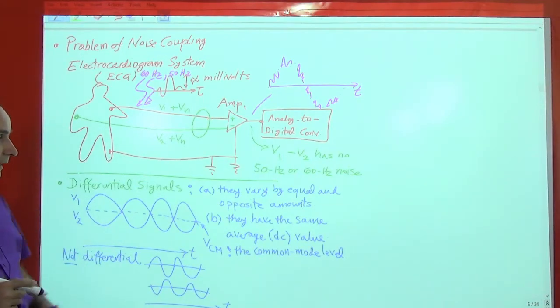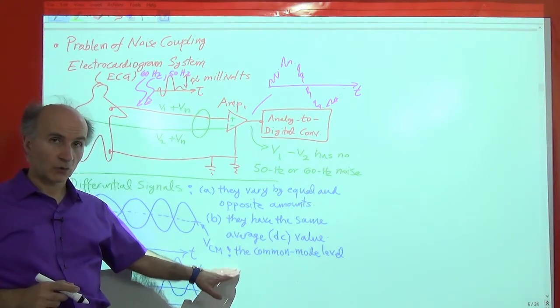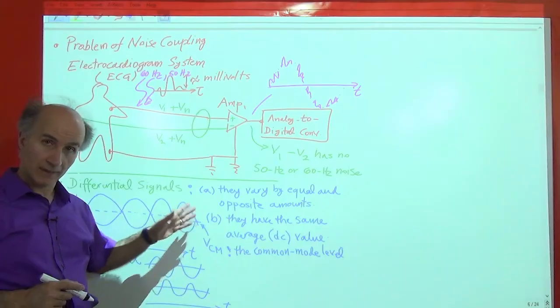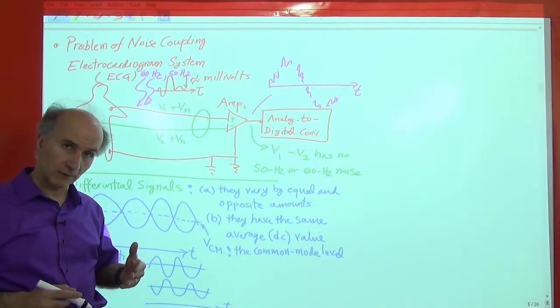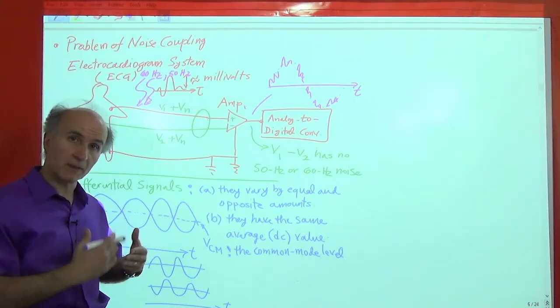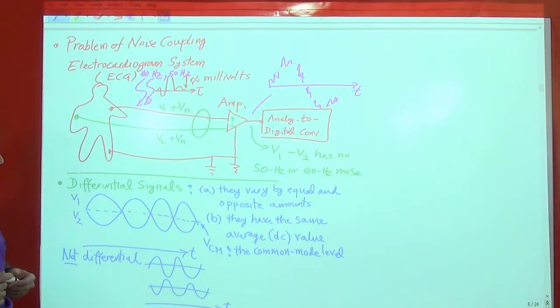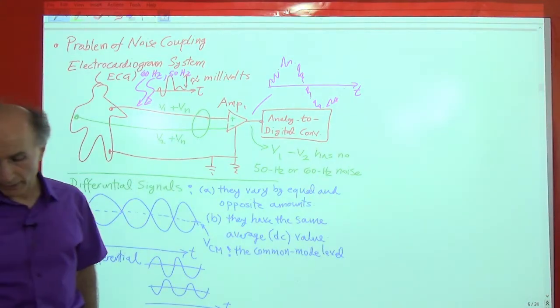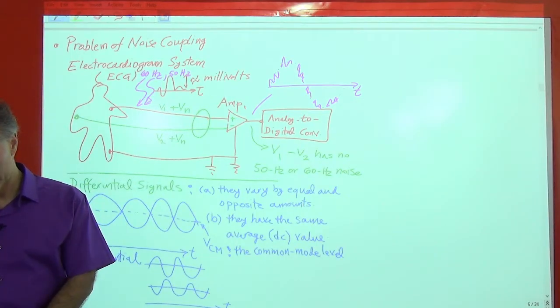Okay, so this term is important. We will use this extensively. So the DC level of both of these, which is the same, is called the common mode level, meaning that it's a level that is common to both signals. They have the same level, the same DC level. All right, so that is the definition of differential signals. Okay, let me see where we are and what we need to do.